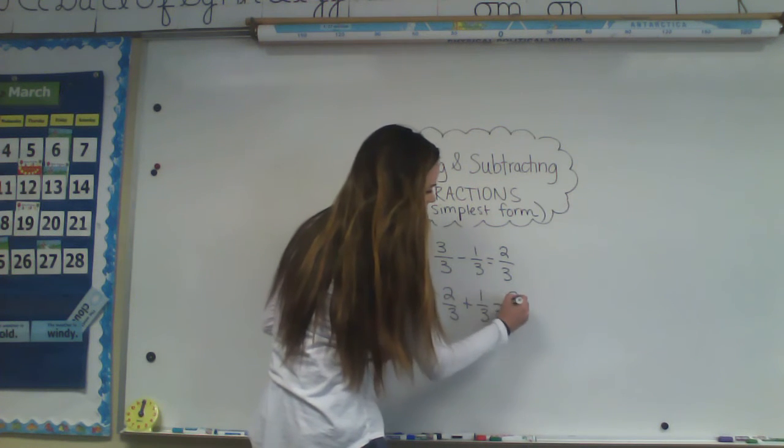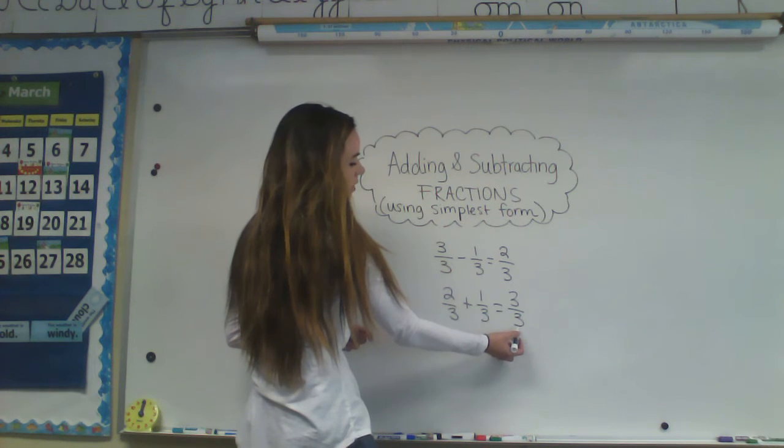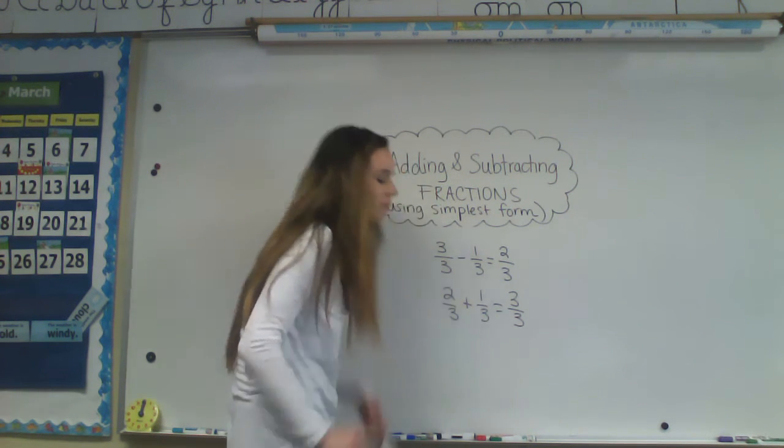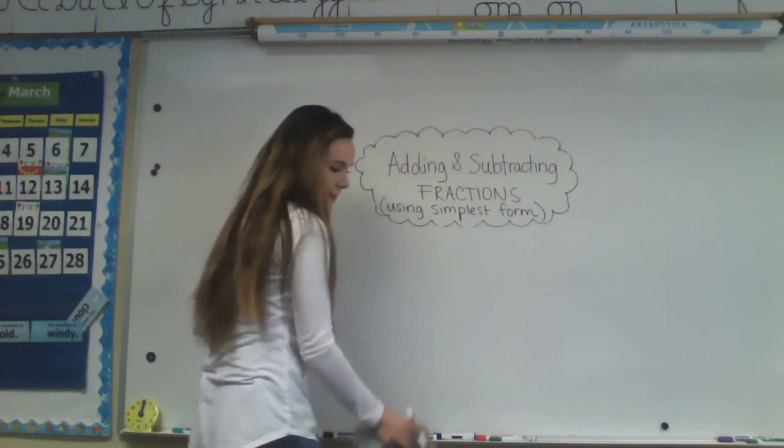Which 2 plus 1 is 3, and you keep your denominator. So that's what you're doing right there. You're finding out what plus that number is going to equal 1 whole.